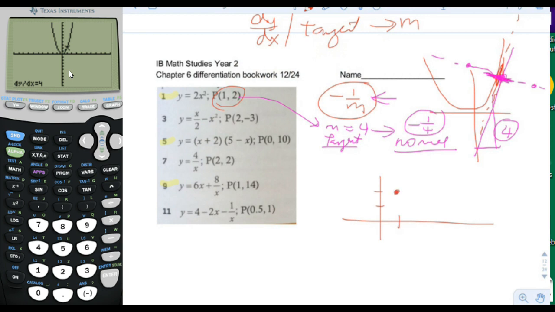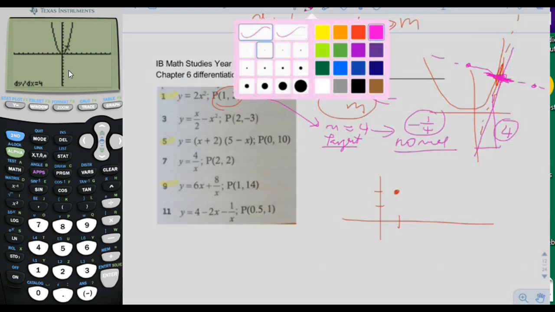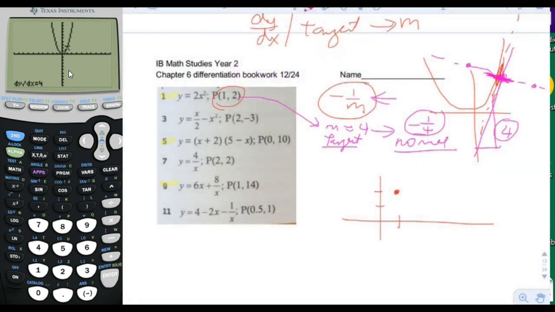Now we need to find a second point, which is on the slope negative 1 over 4. So let's say that the rise is negative 1. So we would say rise negative 1. Run is 4. So 1, 2, 3, 4. So rise is negative 1. Run is positive 4. Okay? So the second point we found is right here.